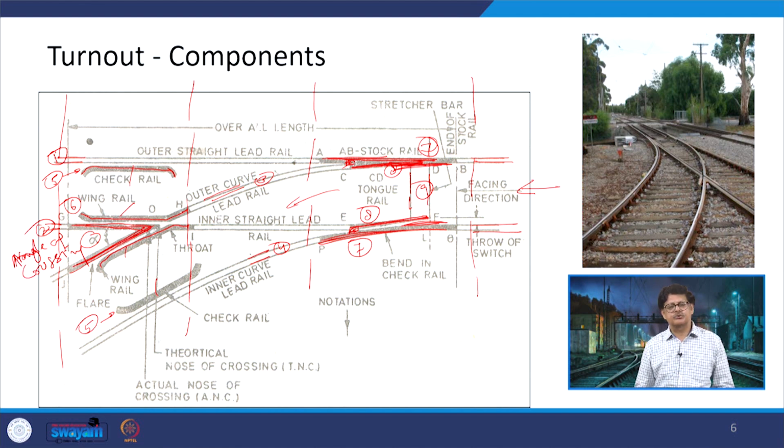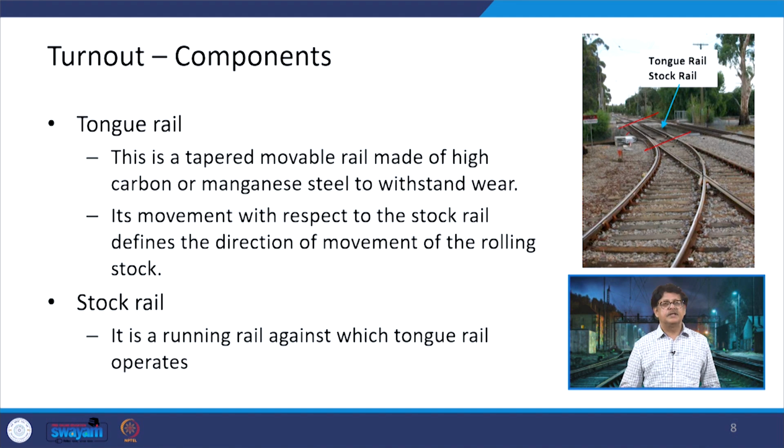But suppose the train has to move straight, then this tongue rail will be touching the stock rail, and because it touches the stock rail, the gap will come here. Because of that, the wheel flange moving on this outer rail will keep moving here, and at this location there will be a jump and it will move on the tongue rail and then finally go straight. So, this is the way this tongue rail controls the movement with respect to the stock rail as well as movement in a particular direction.